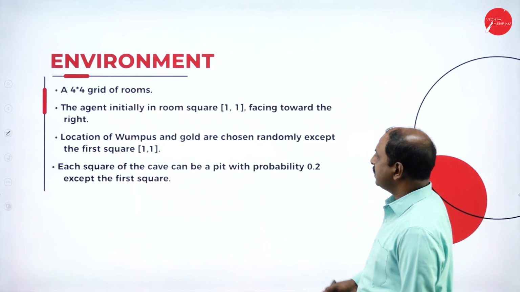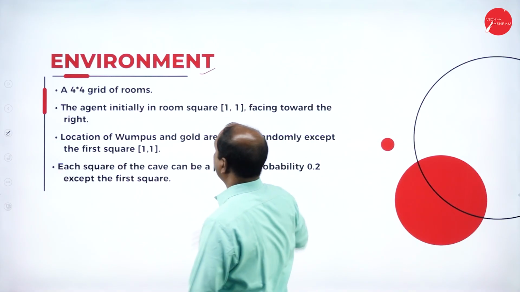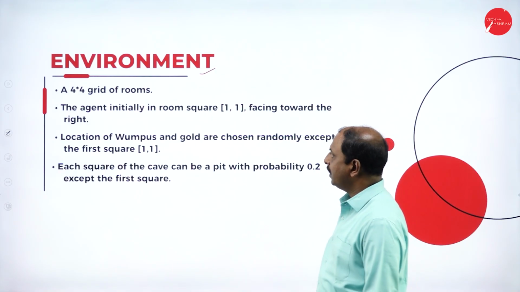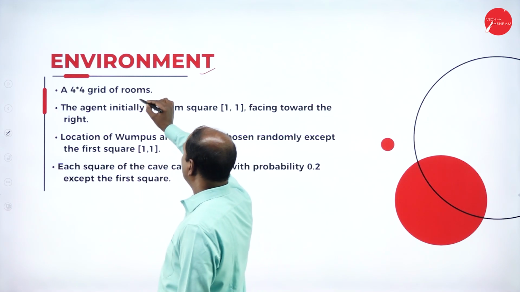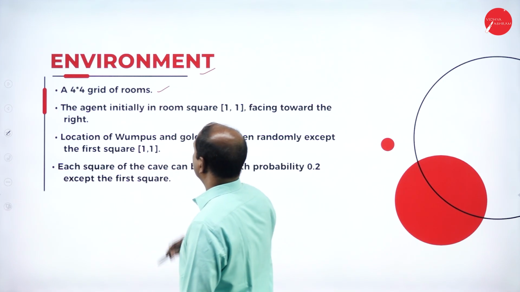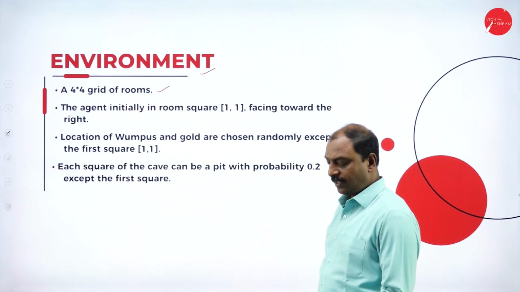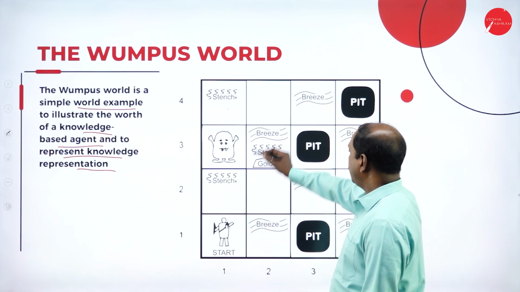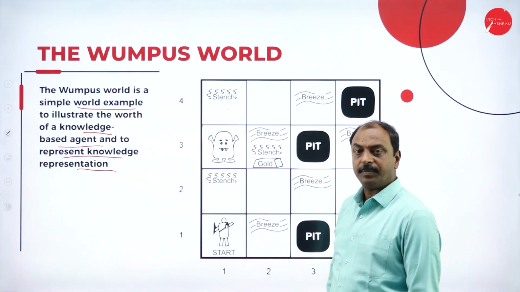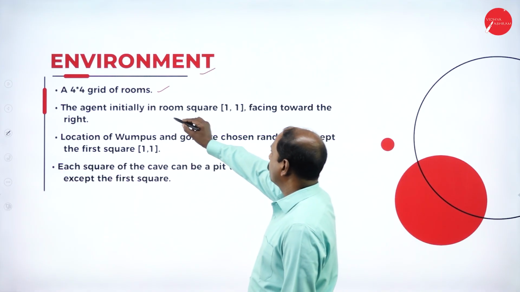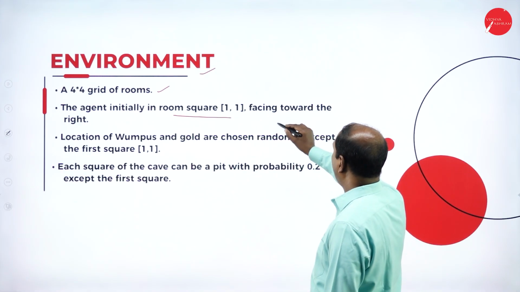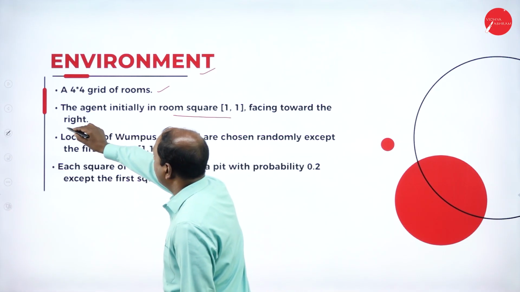In the next slides, let's see what the environment of this is. So here, as we have seen, it is a grid of 4 by 4 rooms. So there are 4 rows and 4 columns, and we have seen there are 16 squares in this problem. The agent is initially in the room square 1,1 facing towards the right.